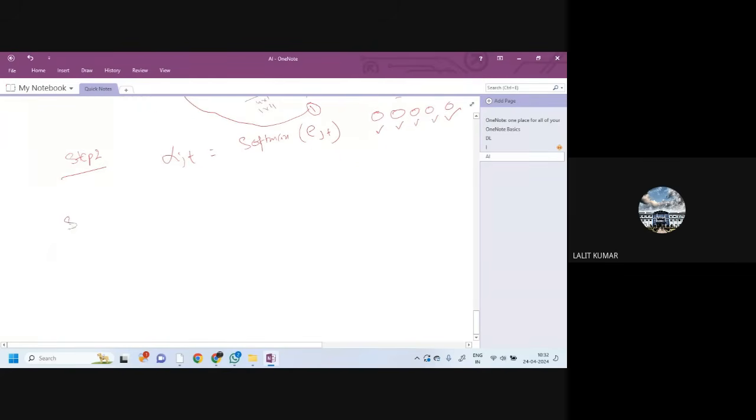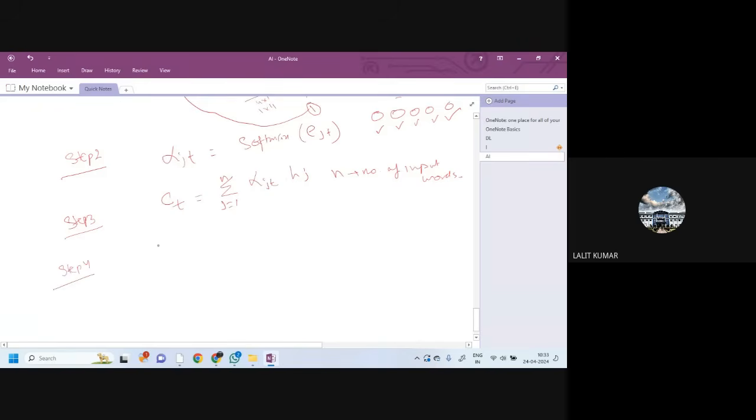Step 3. Now from this alpha, we calculate c_t. This is the summation of alpha_jt into h_j, j equal to 1 to N, where N is the number of input words. This is clear. Then we come to step 4.